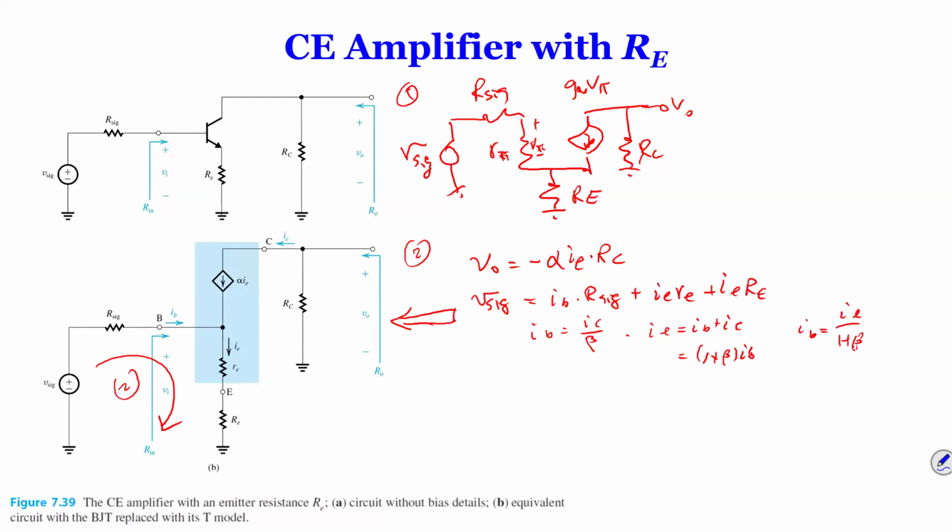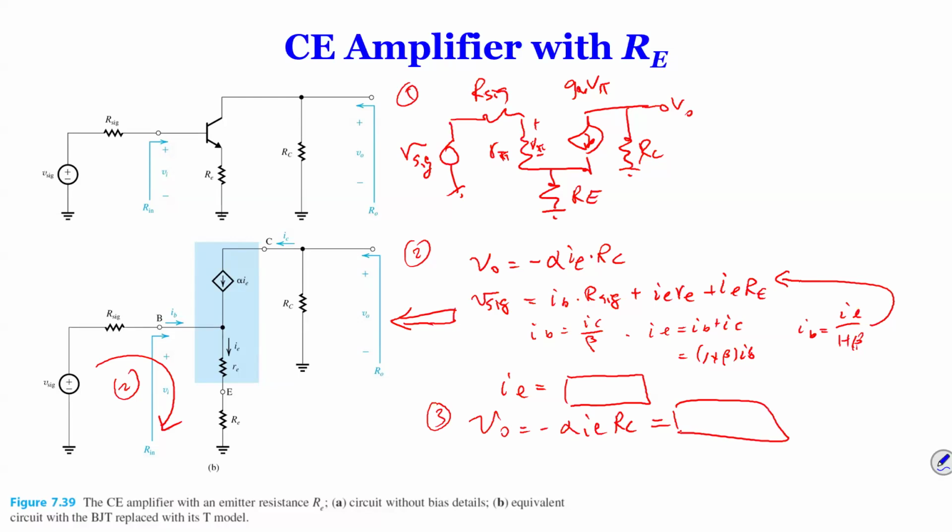So you can plug this into the equation here, and then you can find either IE or IB. So you can find IE. There's a certain expression, so I'm going to leave it like that. And once you find IE, you plug this back into minus alpha times IE times RC, and there's a certain expression here. I'm also going to leave it like that, or you guys can go ahead and derive the actual expression of those.